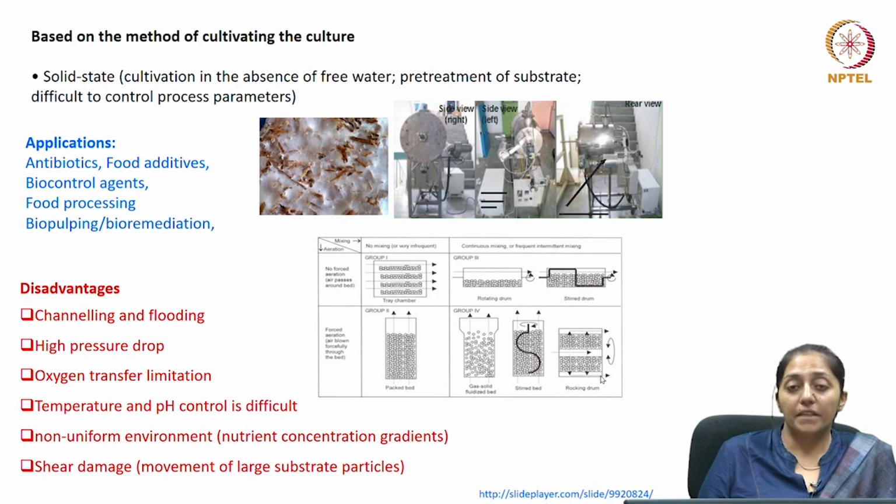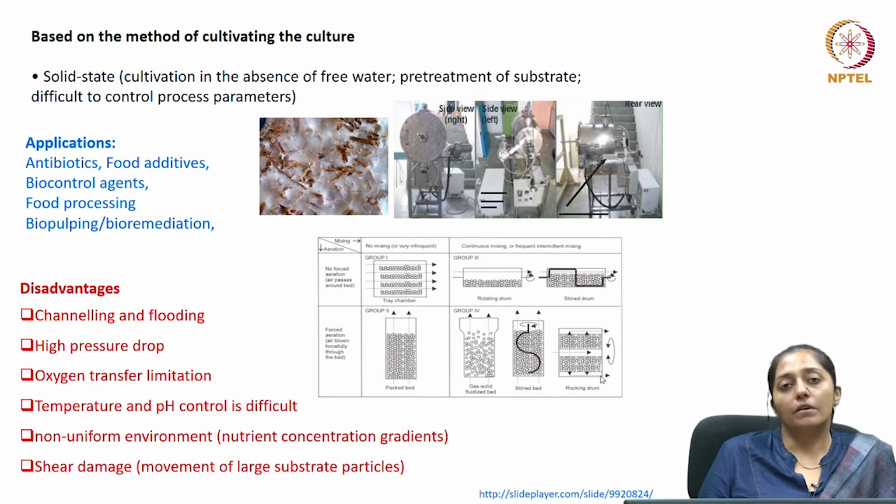Then there can be high pressure drops due to large amount of resistance to flow, leading to oxygen transfer limitations, difficulty in the control of temperature and pH because it is not a homogeneous environment. So, what the probes will measure may not be the right representation at different points inside the reactor.